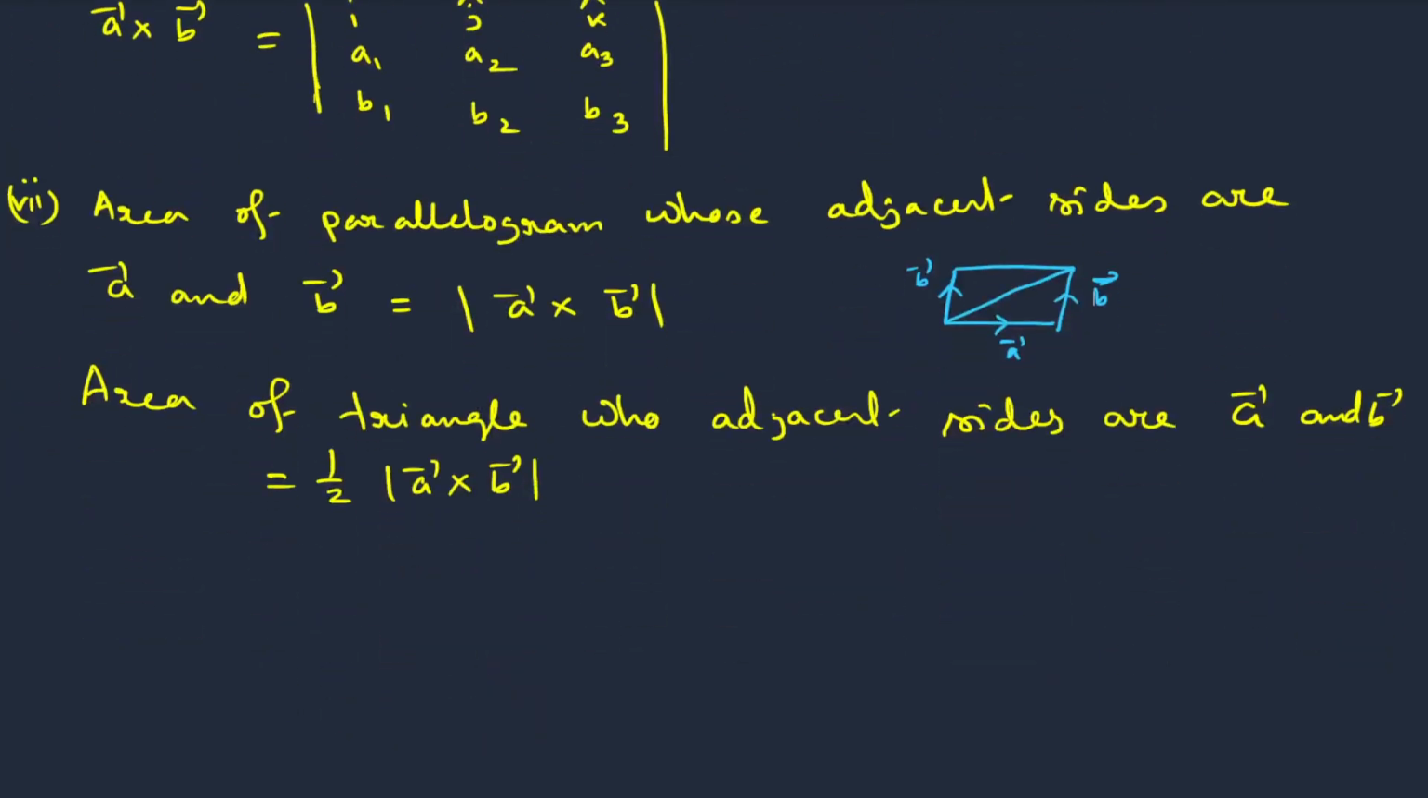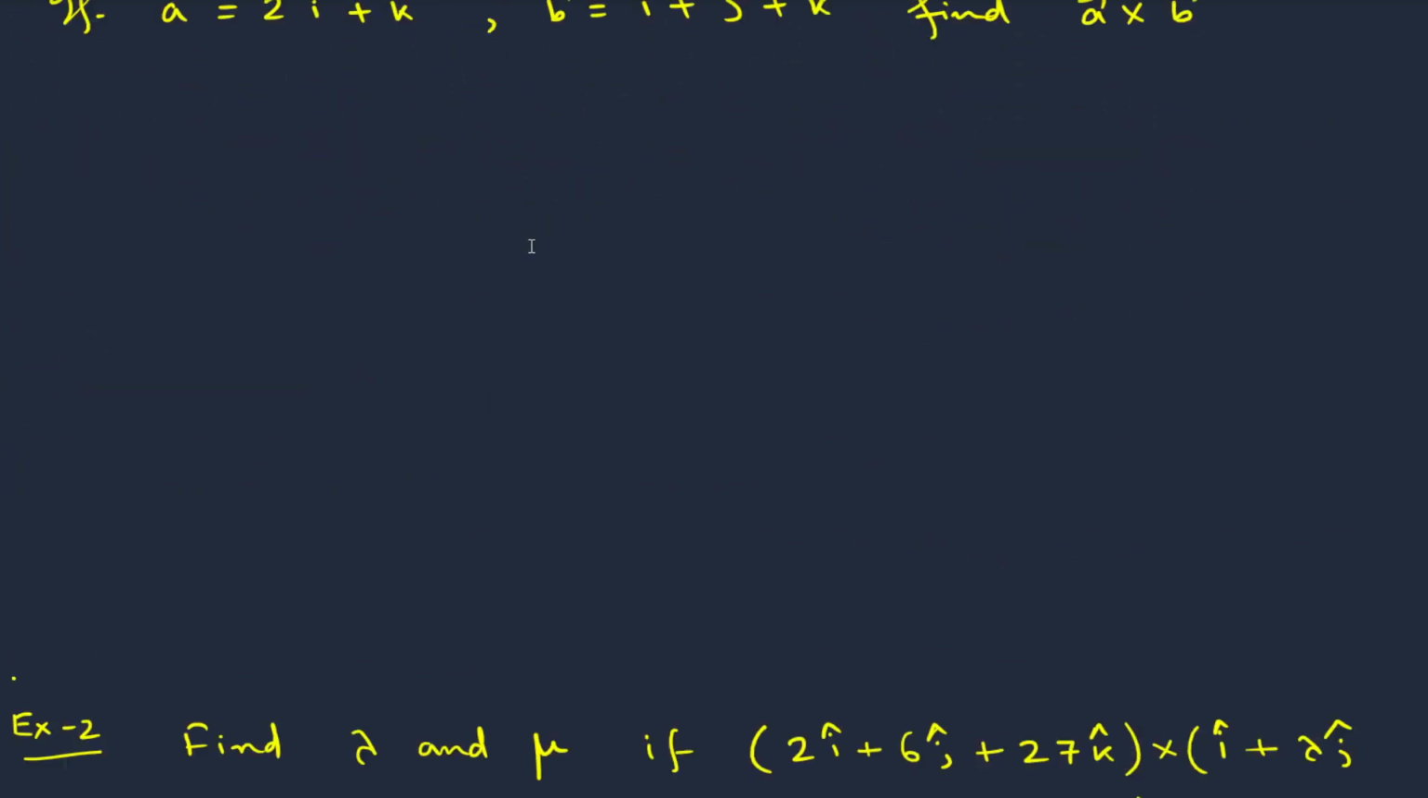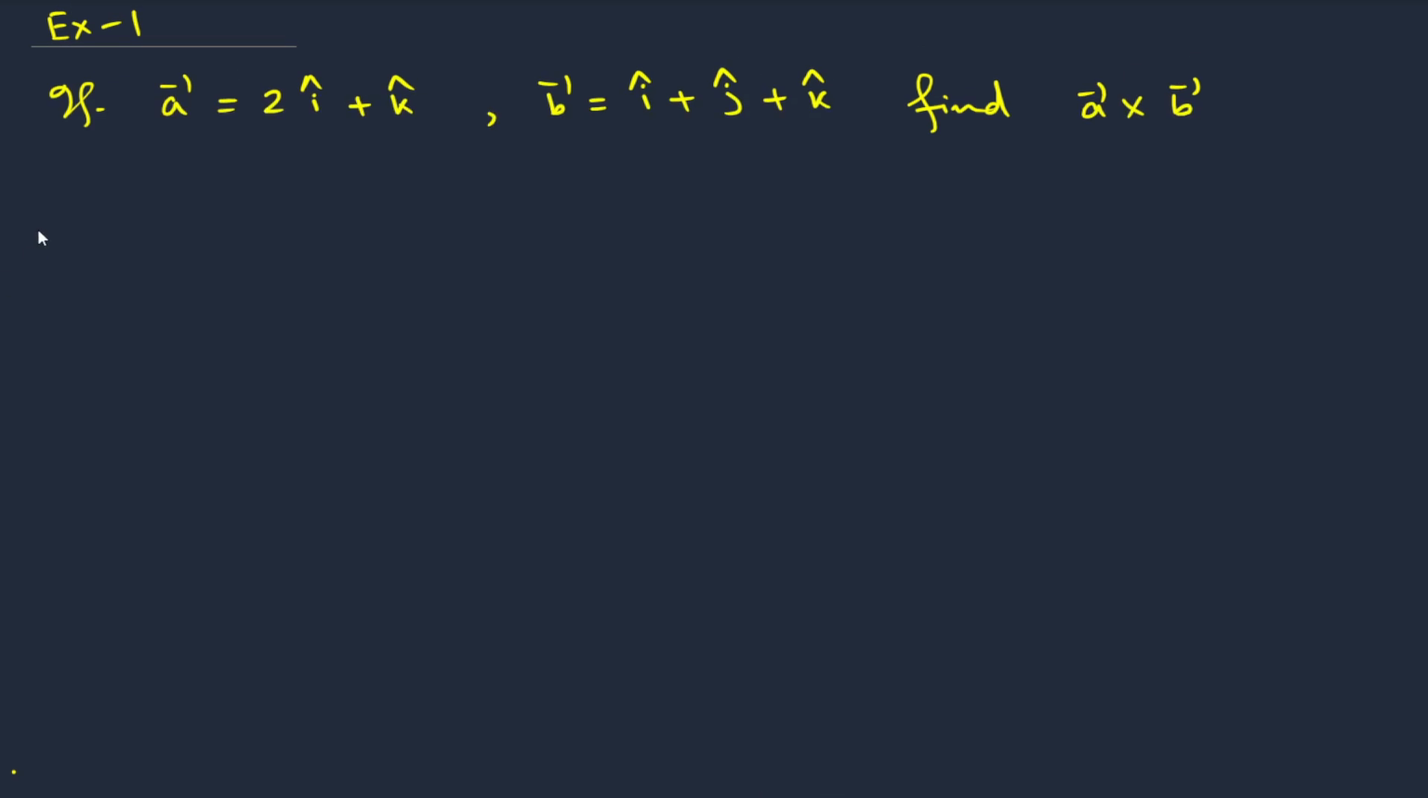Okay, so these are the properties. Now let us come to some problems. So it's a very simple one. A bar and B bar are given. We have to find the cross product, meaning A bar cross B bar.